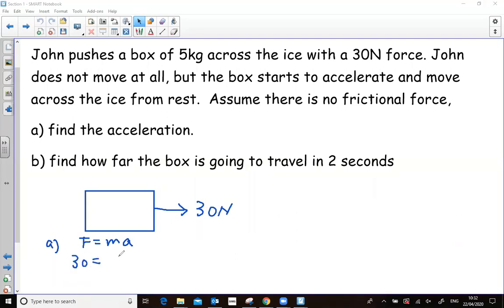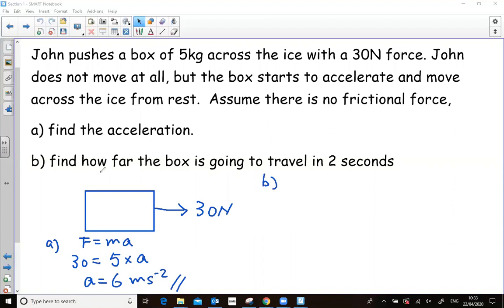We know the mass, which is 5. Now we can work out the acceleration, and that would be 6 meters per second squared. All right, so that means the box will be moving towards the right-hand side with acceleration of 6 meters per second squared.